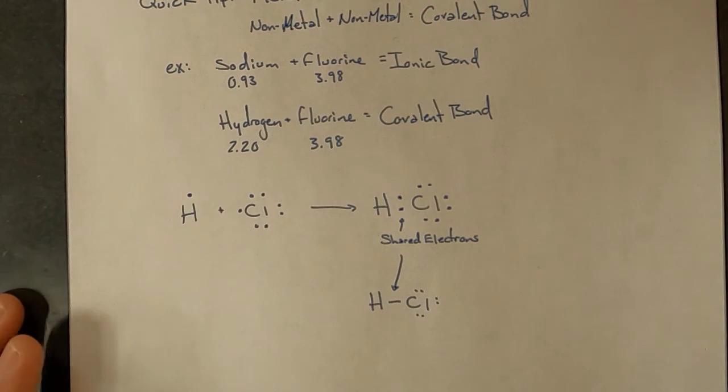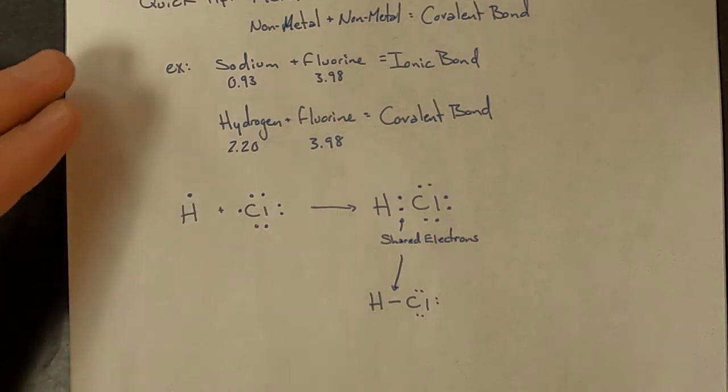Now, sometimes atoms cannot become stable by only sharing 2 electrons or 1 pair of electrons, and we'll look at those next, the multiple types of bonds.